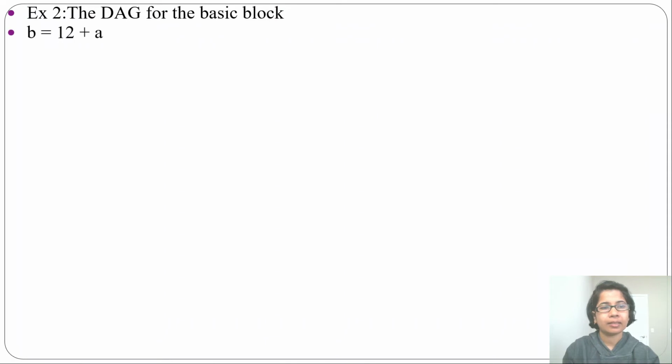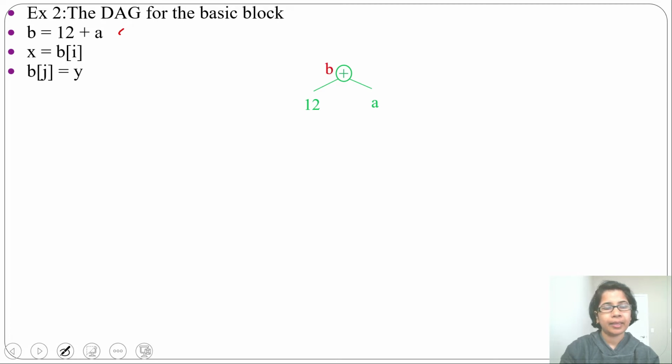Let's see another example. b equal to 12 plus a, x equal to b[i], b[j] equal to y. First we will create the DAG for the first statement, that is 12 plus a. One node for 12, another node for a. Then we will create another node for plus. For plus, 12 will be its left child while a will be its right child, and we will add the label b. Next we will do for x equal to b[i]. We will create one node for i.